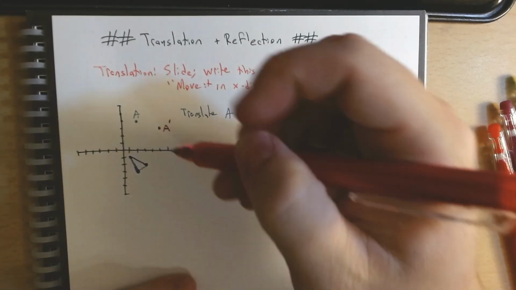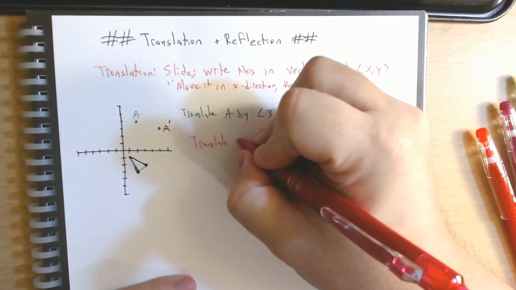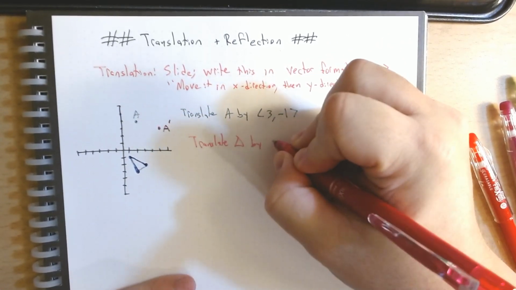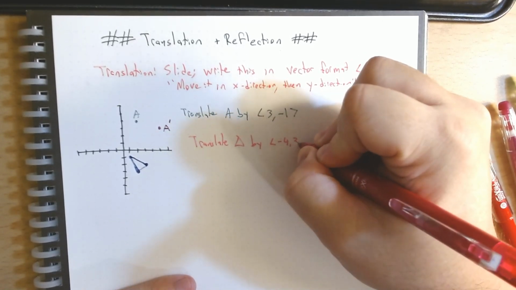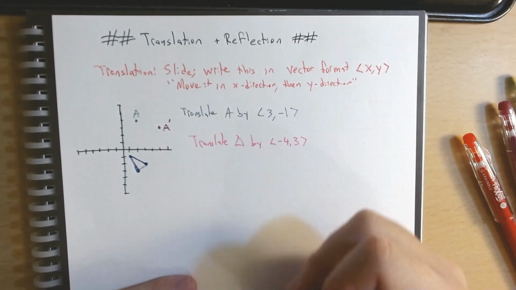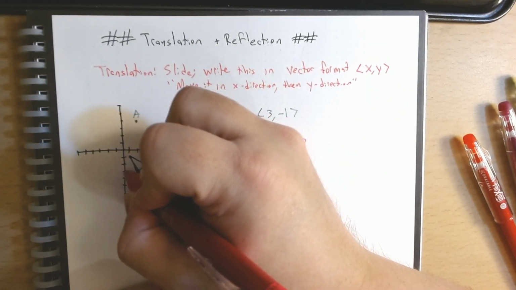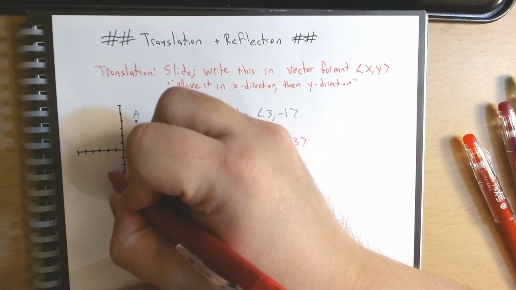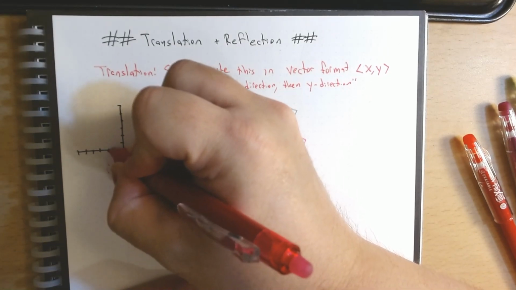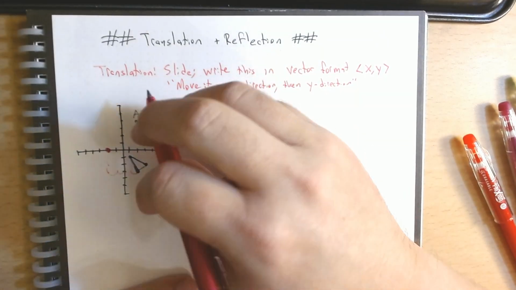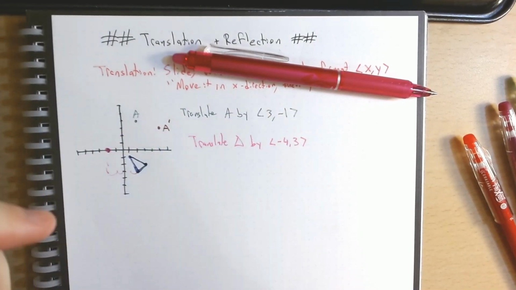Alright, so I can say translate the triangle by -4, 3. So what that means is you take this and you go 1, 2, 3, 4. 1, 2, 3. Now, you could just do that for each and every point, and you're fine.